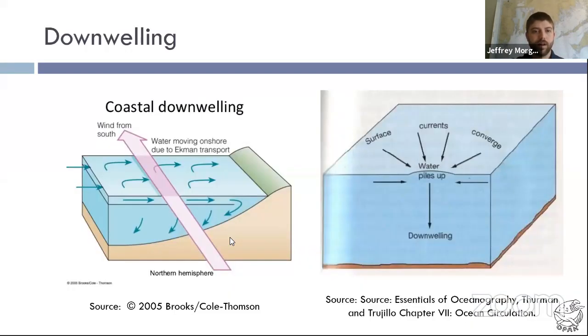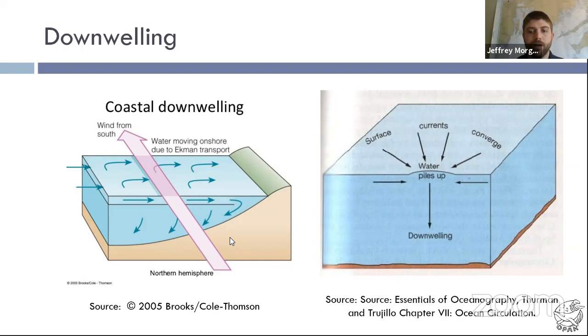So this is kind of how downwelling works. The first figure on the left is the opposite of what we saw for the upwelling. So we have winds that are pushing our warmer water towards the land, which is then getting pushed down, which will bring oxygen down to the depths for creatures that live there.